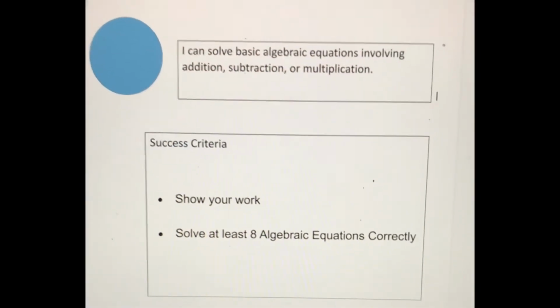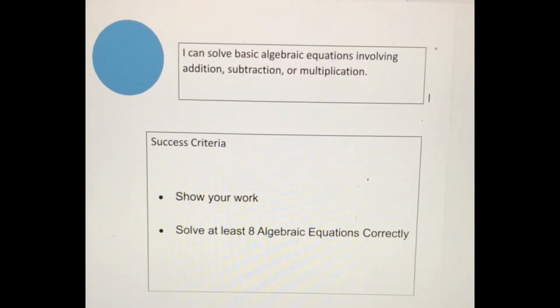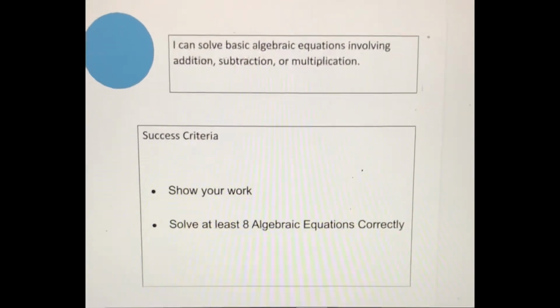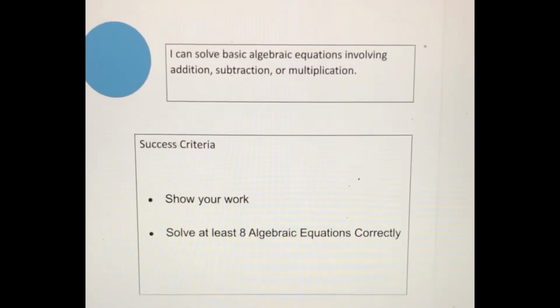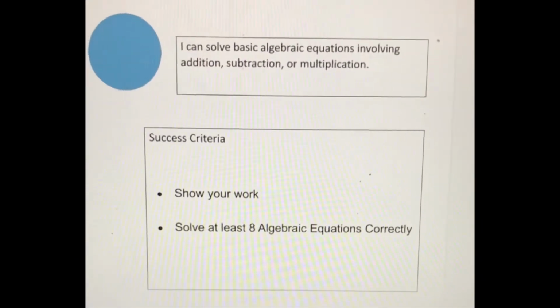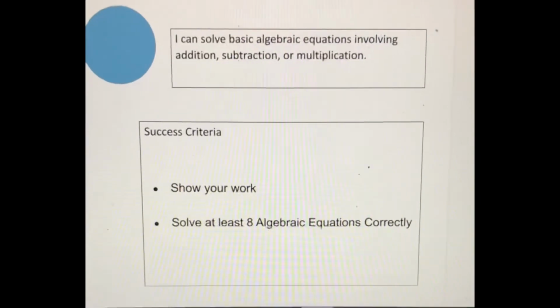The learning target of the day for Wednesday, March 23rd is: I can solve basic algebraic equations involving addition, subtraction, or multiplication. Success criteria: show your work, that is a must, and solve at least 8 algebraic equations correctly.